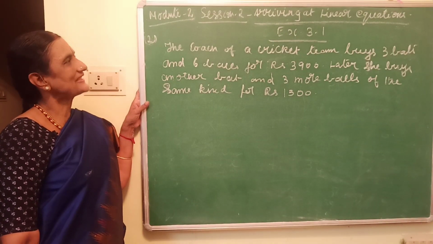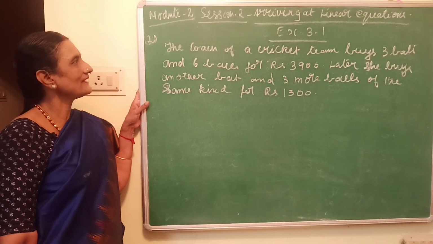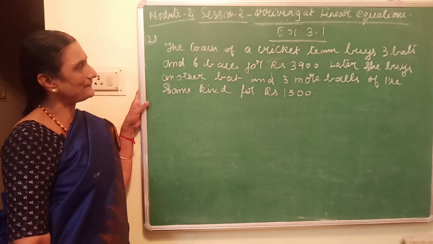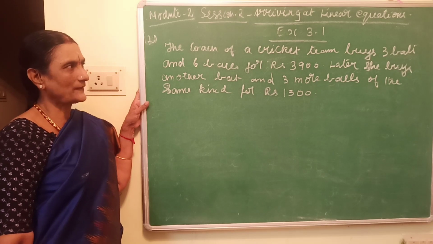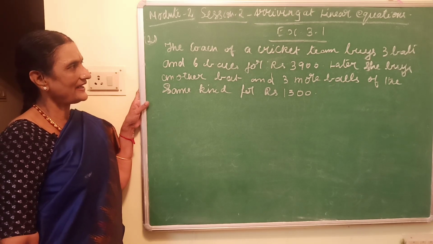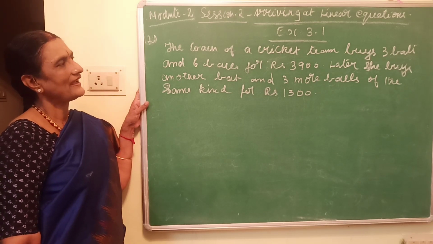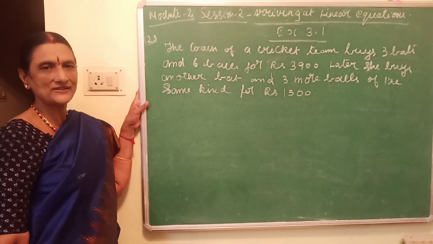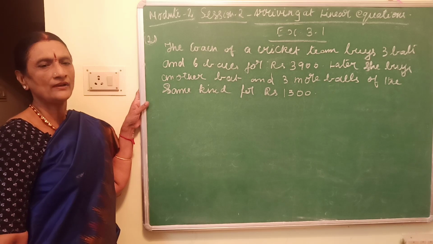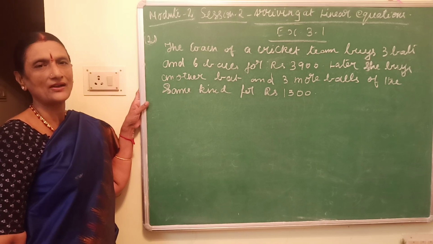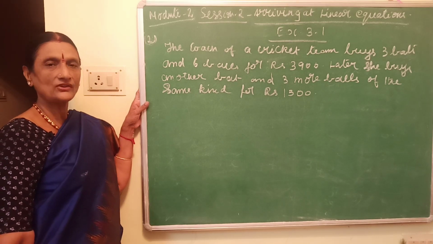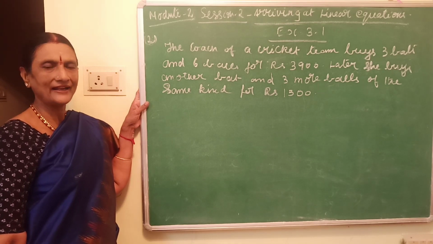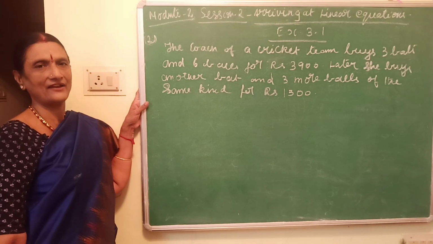We'll move on to the second sum in the same exercise. The situation here is the coach of a cricket team buys 3 bats and 6 balls for rupees 3,900. Later she buys another bat and 3 more balls of the same kind for rupees 1,300. Now the cost of the bat and the ball is not given. So the cost of one bat and the cost of one ball are namely X and Y. That you have to take.